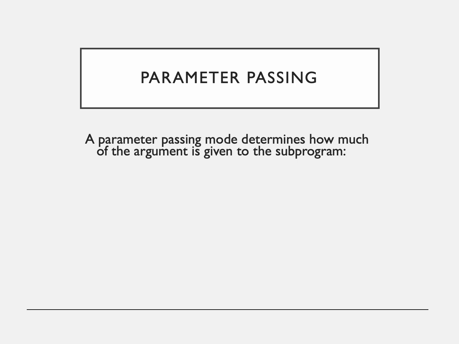So first of all, value. In pass by value, the actual value of the argument is passed to the subprogram. Changes made to the parameter within the subprogram do not affect the original argument. This is safe but can be inefficient for large data structures.